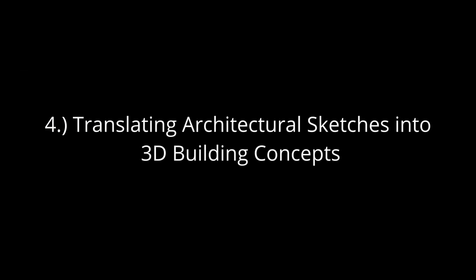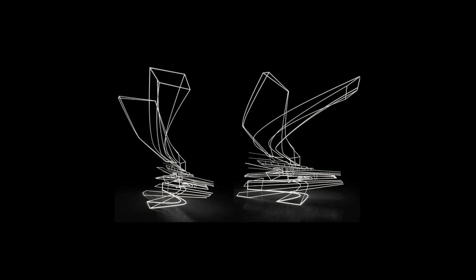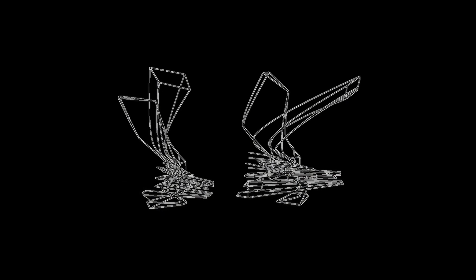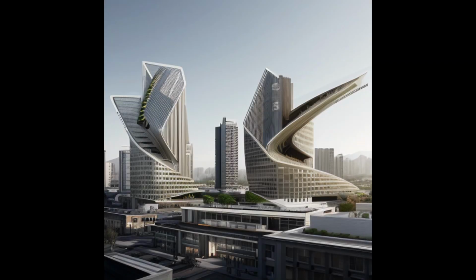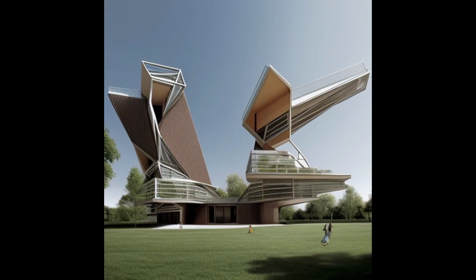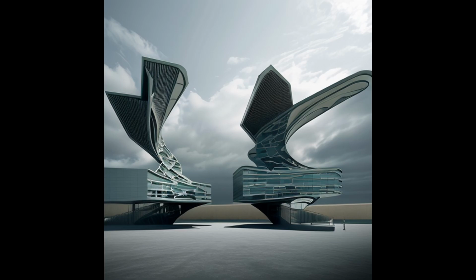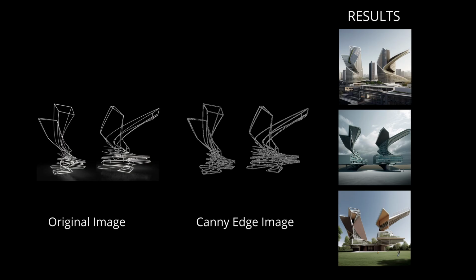4. Translating architectural sketches into 3D building concepts. ControlNet Canny can extract edges from quick, hand-drawn architectural sketches, transforming them into digital outlines for further refinement. These digital forms serve as the foundation for developing full 3D models and final designs.